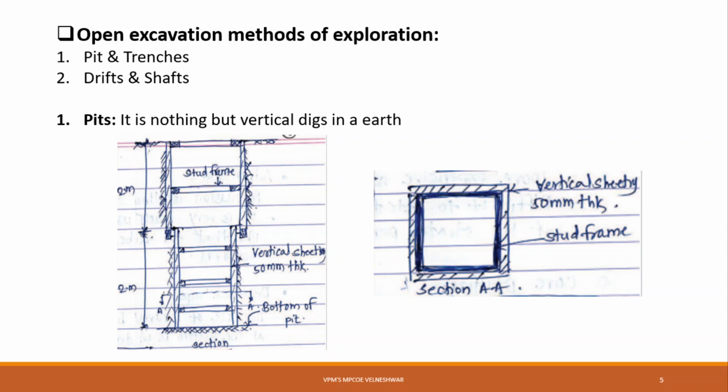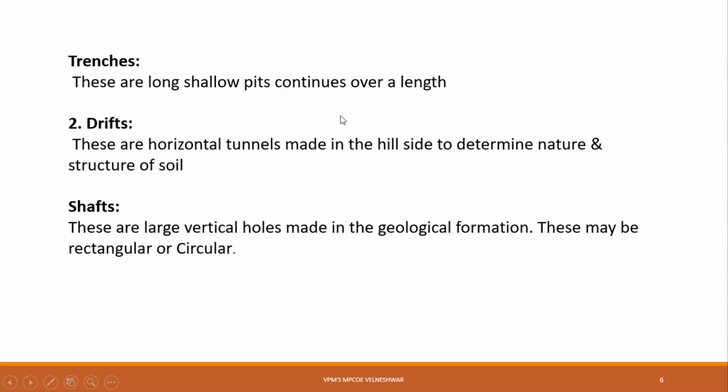Right? So this is about the pit, and trenches are long shallow pits. Trenches are nothing but long shallow pits. If the length of the pit is more, then we will call it a trench. Trenches are long shallow pits continued over a length. A trench is continuous over a considerable length and provides exposure along a line. Trenches are more suitable than pits for excavation on sloping ground. If you are going for sloping ground, then trenches are more suitable than pits.